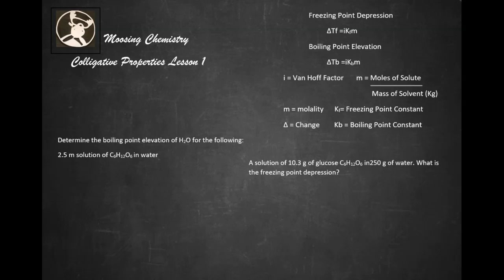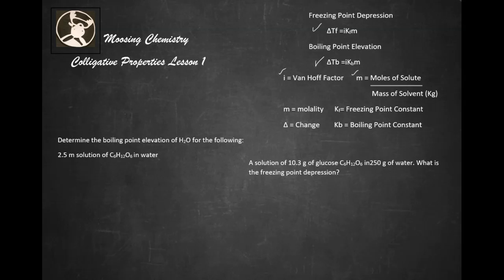Okay, we're going to be looking at a couple things in colligative properties. Remember that the freezing point depression is delta TF equals i Kf m, and the boiling point elevation is delta TB equals i Kb m. The Van't Hoff factor is i, and remember that molality is moles of solute over mass of solvent in kilograms. All right, so let's go ahead and get started here.